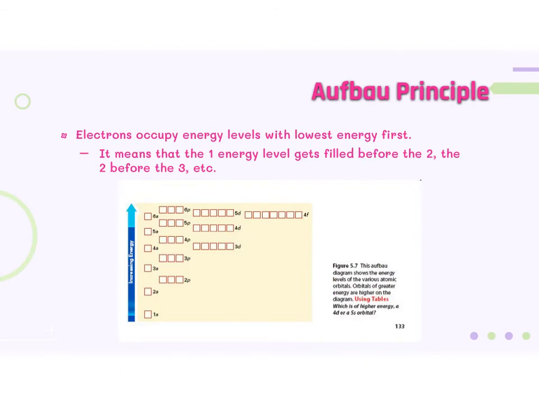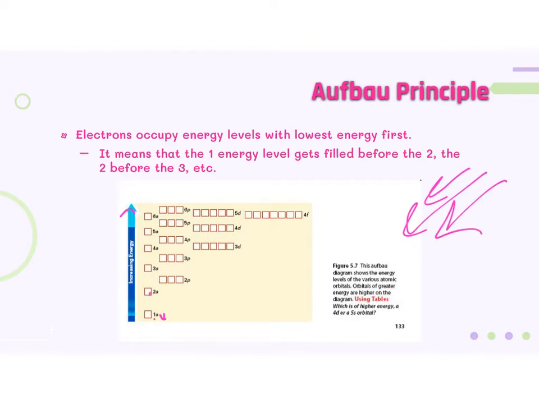So the first principle is the Aufbau principle. In this principle, electrons occupy energy levels with the lowest energy first. It means that you're going to fill the 1s orbital before you fill the 2s. You're going to fill the 2p before you fill the 3p. If you look on this little chart, we fill as the energy levels increase, we go 1s, 2s, 2p, 3s, 3p, 4s, 3d, 4p, just like that handy dandy diagonal chart we just saw.